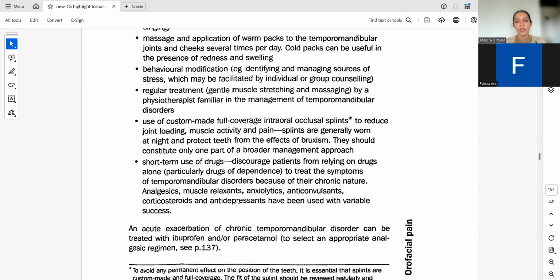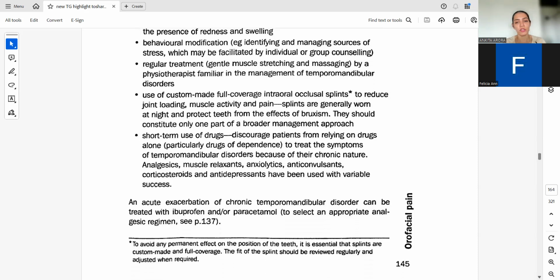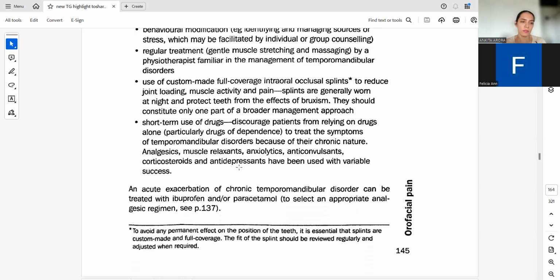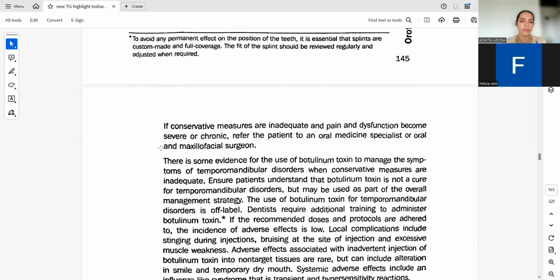So they are talking of the range of patients who have manifestations of temporomandibular disorder secondary or primary to a psychosomatic disorder. An acute exacerbation of chronic temporomandibular disorder can be treated with ibuprofen or paracetamol. And if conservative measures are inadequate and pain and dysfunction become severe or chronic, refer the patient to an oral medicine specialist or oral and maxillofacial surgeon.